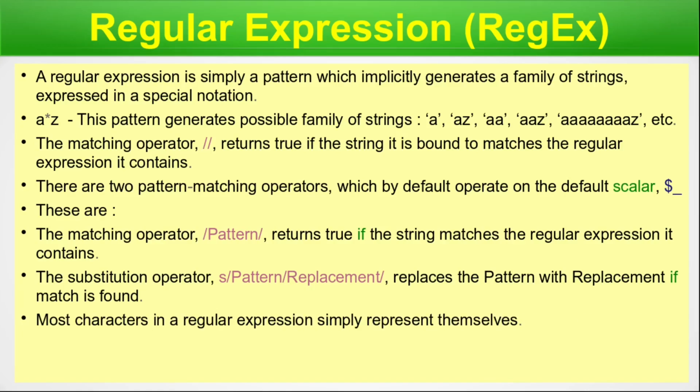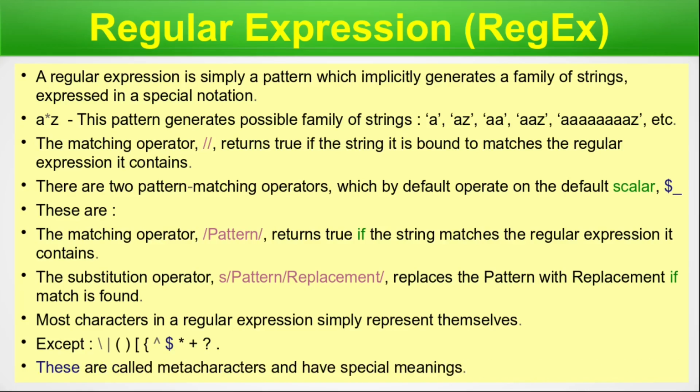Most characters in a regular expression simply represent themselves. This is a good point, but why am I saying this? We'll come to know, just wait for a while. Except backslash, pipe, braces, angular bracket, curly brace, caret, dollar, star, plus and question mark and dot. So these are special characters. They are not treated in the same way as the other characters in Perl. These are called meta characters and have special meanings. Star I have already shown in the second bullet on this page. Later throughout the slides I'll explain. So we are done with the slide. Move on. Meta characters.